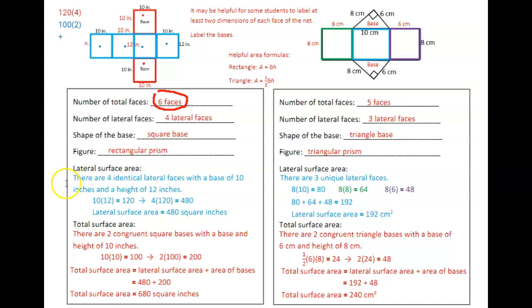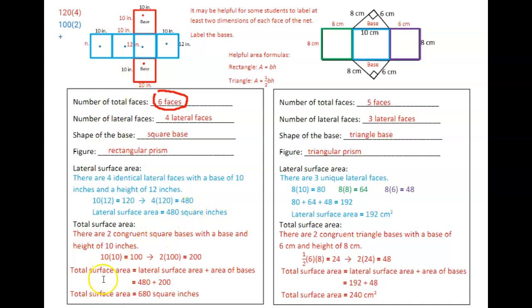Since there are 4 identical lateral faces with a base of 10 inches and a height of 12 inches, you multiply those together to get the area of the shape, which is 120. And then just like we said earlier, right here in the notes, you take that and multiply it by 4 because there are 4 lateral faces. It'll give you a total of 480. So the lateral surface area is 480 square inches. That's just the sides, just the blue face parts.